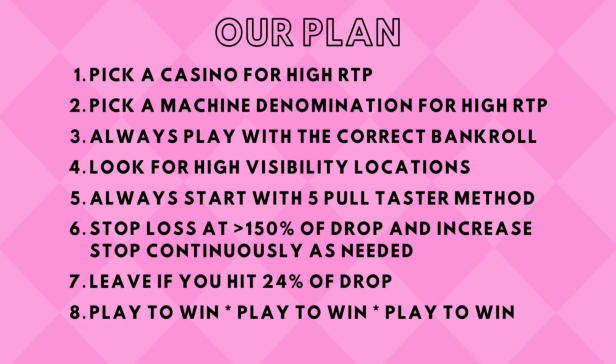Then lastly, we want to leave with, if we are on a machine and we hit the 24% number in terms of our drop, we say get up and leave. You walk away with a little bit of your money. You don't lose 100%. And you know what? If you've lost 75% of your money, you're probably going to lose the other 25% of it. So it's a way of you recognizing when you're playing a dog.